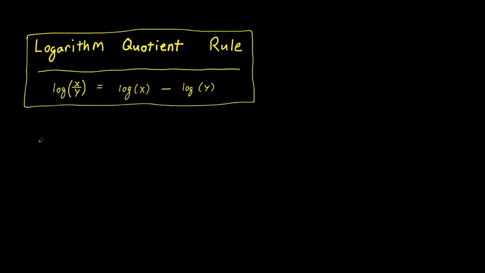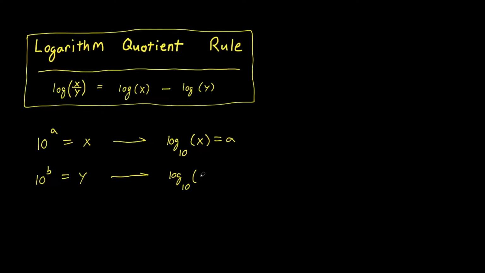Let's derive the logarithm quotient rule. We're going to start off by setting up a couple of exponential equations. We have 10 to the a equals x, and we have 10 to the b equals y. And now from here, we have all the same information to say that log base 10 of x is equal to a, and that log base 10 of y is equal to b.